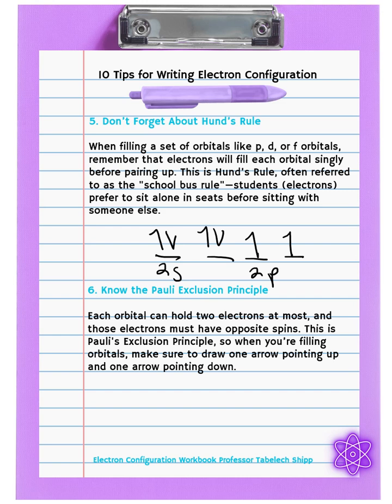Just an example. Now, when you look at number 6, know the Pauli exclusion principle. Well, here's the thing. Each orbital can hold 2 electrons at most, and those electrons must have opposite spins. This is Pauli's exclusion principle. So when you're filling orbitals, make sure to draw one arrow pointing up and one arrow pointing down. So basically 5 and 6 are relatable and go together.